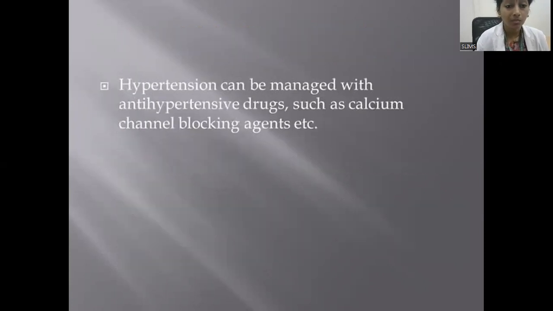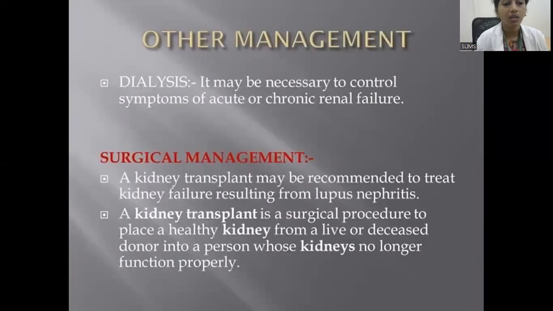Hypertension can be managed with antihypertensive drugs such as calcium channel blocking agents, and also through dietary patterns and lifestyle modifications. Other management is dialysis. Dialysis is for the final stage, end-stage renal failure. It can be necessary to control the symptoms of acute as well as chronic renal failure. Another management for end-stage disease is surgical management, that is kidney transplantation.